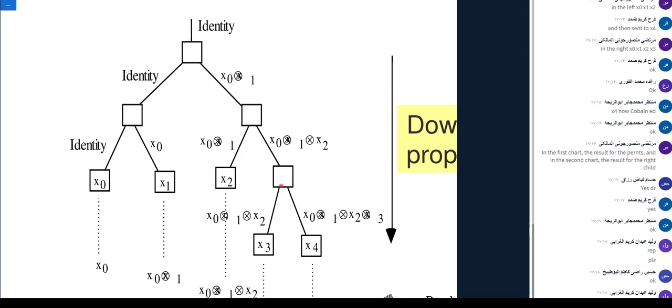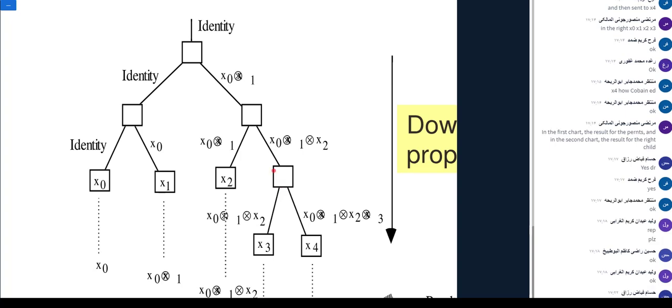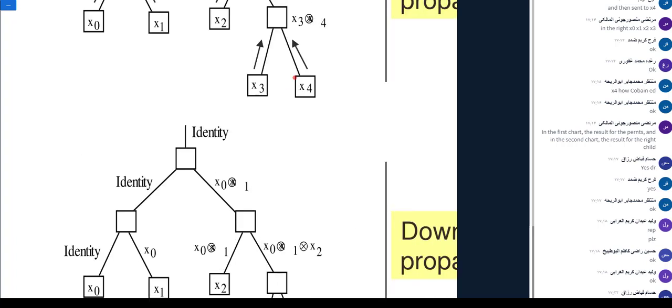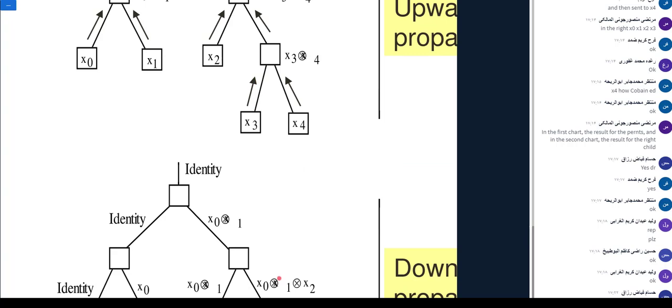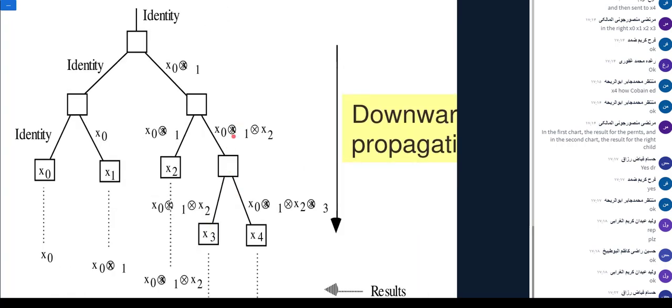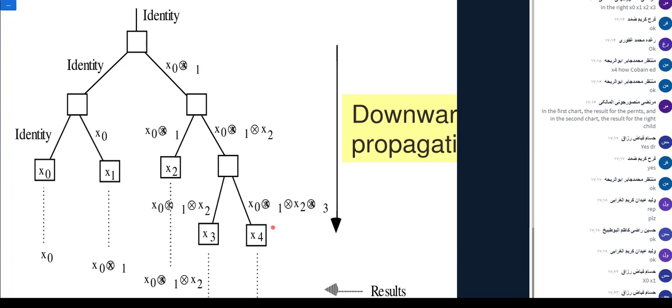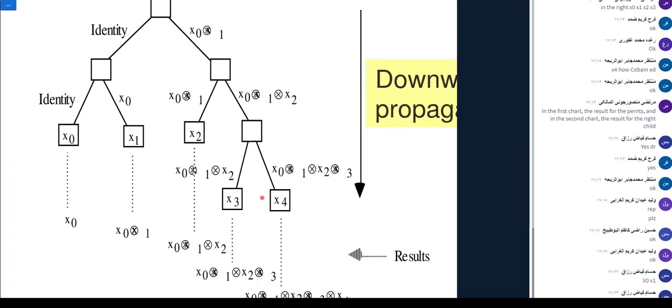So, in this place, what is received now from up? 0, 1, 2. And what was received from left? X3. So X3 from left, 0, 1, 2 from up, and the combination to right: 0, 1, 2, 3. Okay? So now we have done all of the inner nodes. How about the leaves at the end?